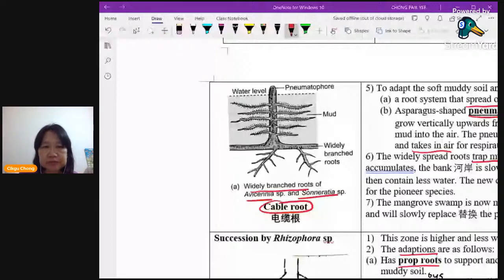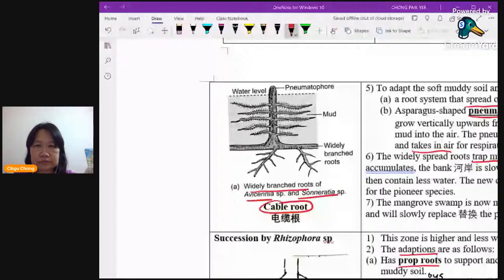So what about this one? Lacking oxygen. The soil is muddy, so it's lacking oxygen. How do you overcome this problem? You need to have special breathing roots. These roots are called pneumatophores. So this is the F. What does it do? It enables gaseous exchange to take place because it allows oxygen to move in through the lenticels. So here in the picture, these are the lenticels. Now this is the pneumatophore. All right, you have holes here. So the holes here will be able to allow oxygen to diffuse in, or air to diffuse into it.